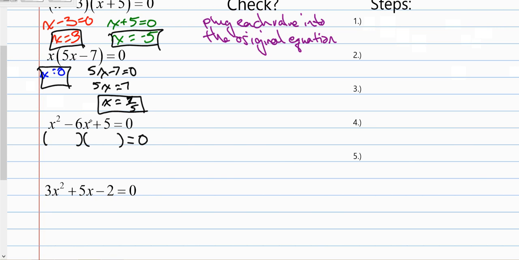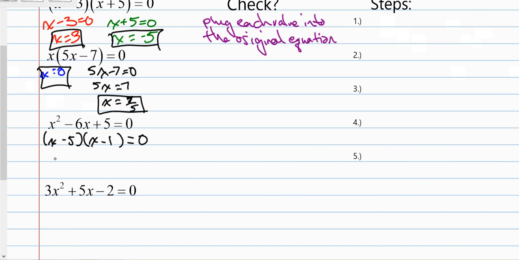This tells me that they have to have the same sign. This tells me they both need to be negative. So I'm going to have an x minus and an x minus. I'm pretty sure that this should be x minus 5 and x minus 1.